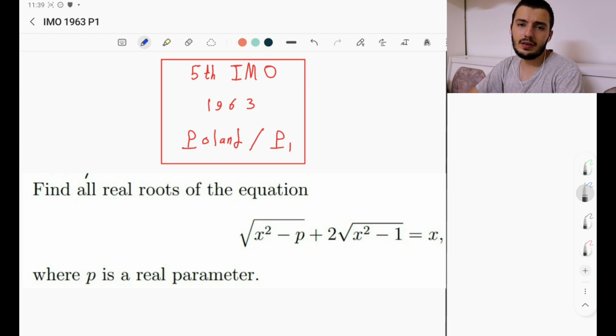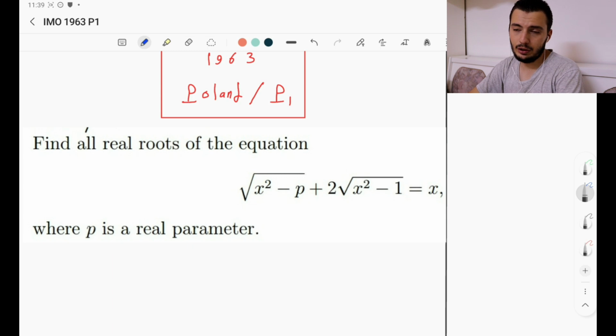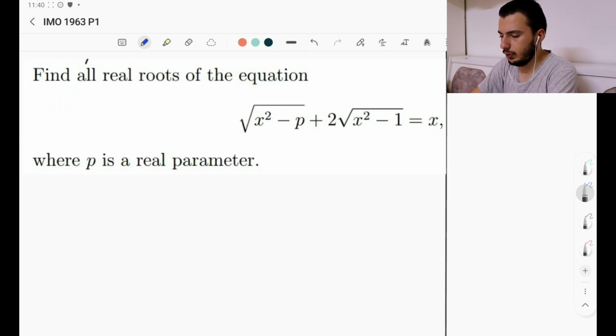Alright, so the problem statement goes as the following. We need to find all real roots of this equation: square root of x squared minus p plus 2 times square root of x squared minus 1 is equal to x. Of course, p here is just a real parameter. When we solve such equations, we need to find the values of x depending on p, and furthermore we need to discuss cases for the parameter. For example, in some cases maybe for p there are no solutions, but in other cases we have some solution, and so on. Alright, so let's have a look at our equation.